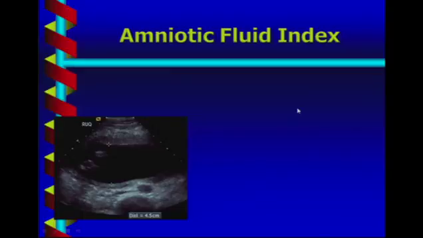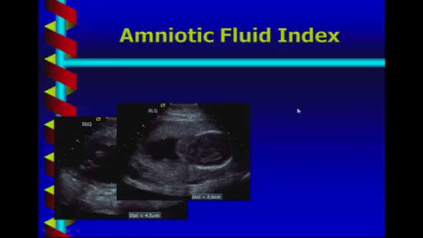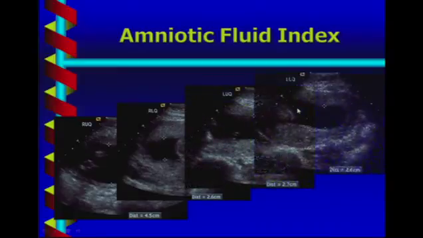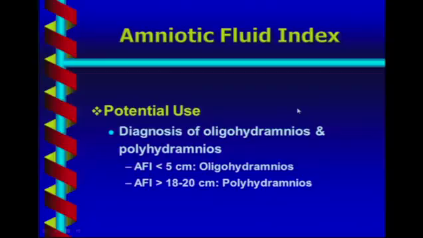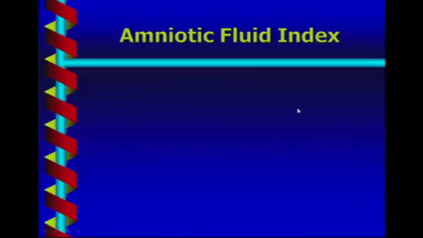Another measurement is the amniotic fluid index, measuring in 4 quadrants: right upper quadrant, right lower quadrant, left upper quadrant, left lower quadrant. Add together these measurements and you get an amniotic fluid index of 12.4. Its use is in diagnosing oligo and polyhydramnios. Anything less than 5 is considered by most to be oligo. An amniotic fluid index above 18 to 20 is polyhydramnios.